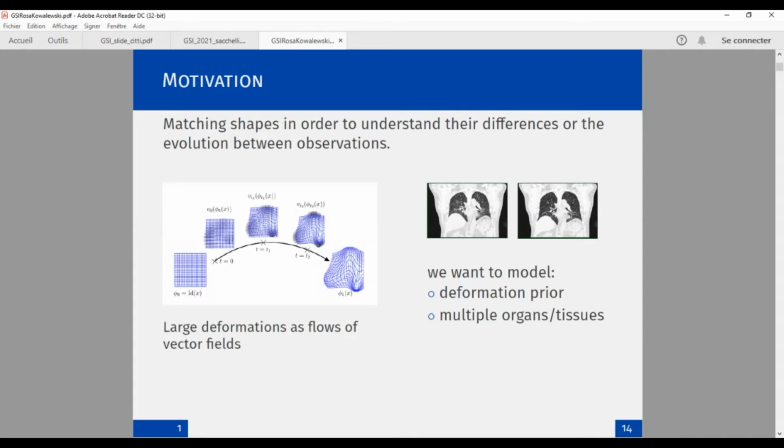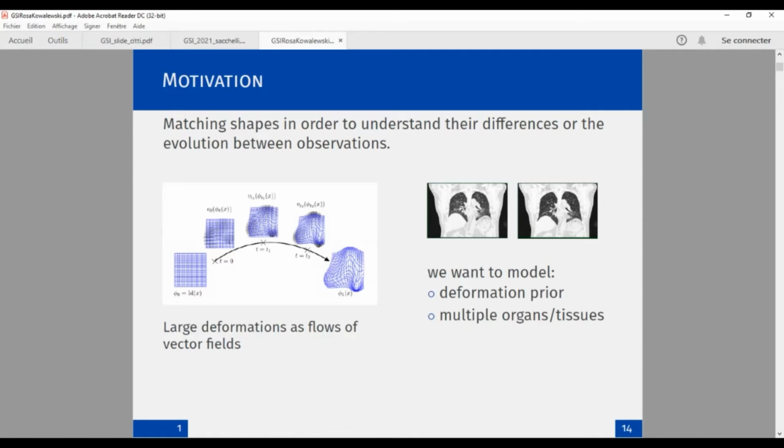And then second, as the lung moves during the breath cycle, it will slide along the surrounding tissue. So there we have a discontinuity at the lung boundaries. So only at the boundaries, the deformation will not be diffeomorphic, but we want to still preserve the local topology in each lung and in the surrounding tissue.